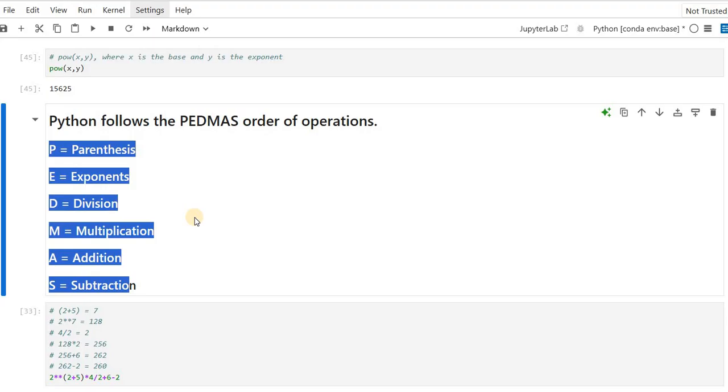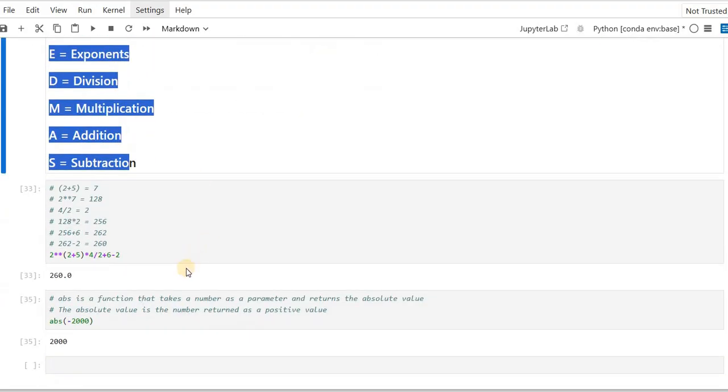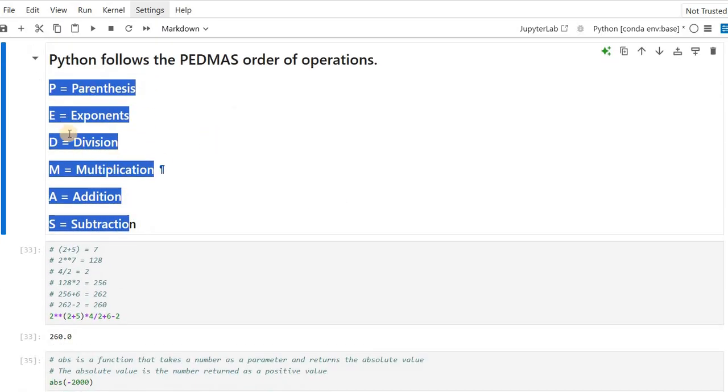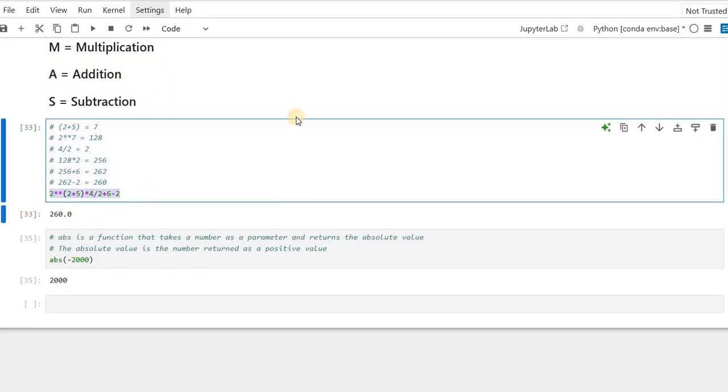What do you mean by that? Suppose in an expression there are some parentheses, some exponents, some addition operators, Python will follow this ordering. First, it will compute the parenthesis, then the exponent part, then the division part, and so on. So, if I give this particular expression: 2 to the power (2 plus 5) into 4 divided by 2 plus 6 minus 2. Now, you may be jumbled up, because if you don't know in which order Python will do the operations, then you cannot match whether the result that you are getting from Python is correct or not.